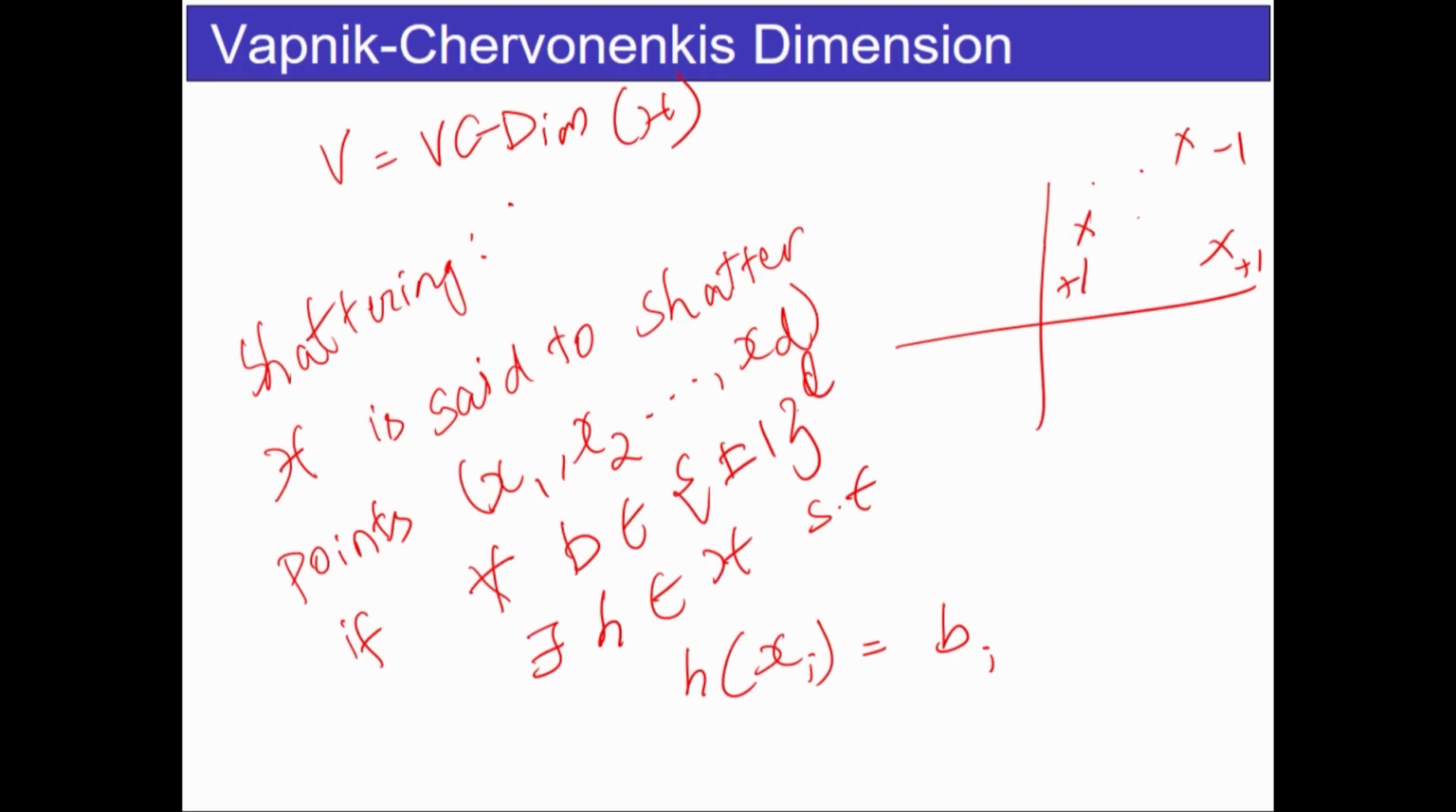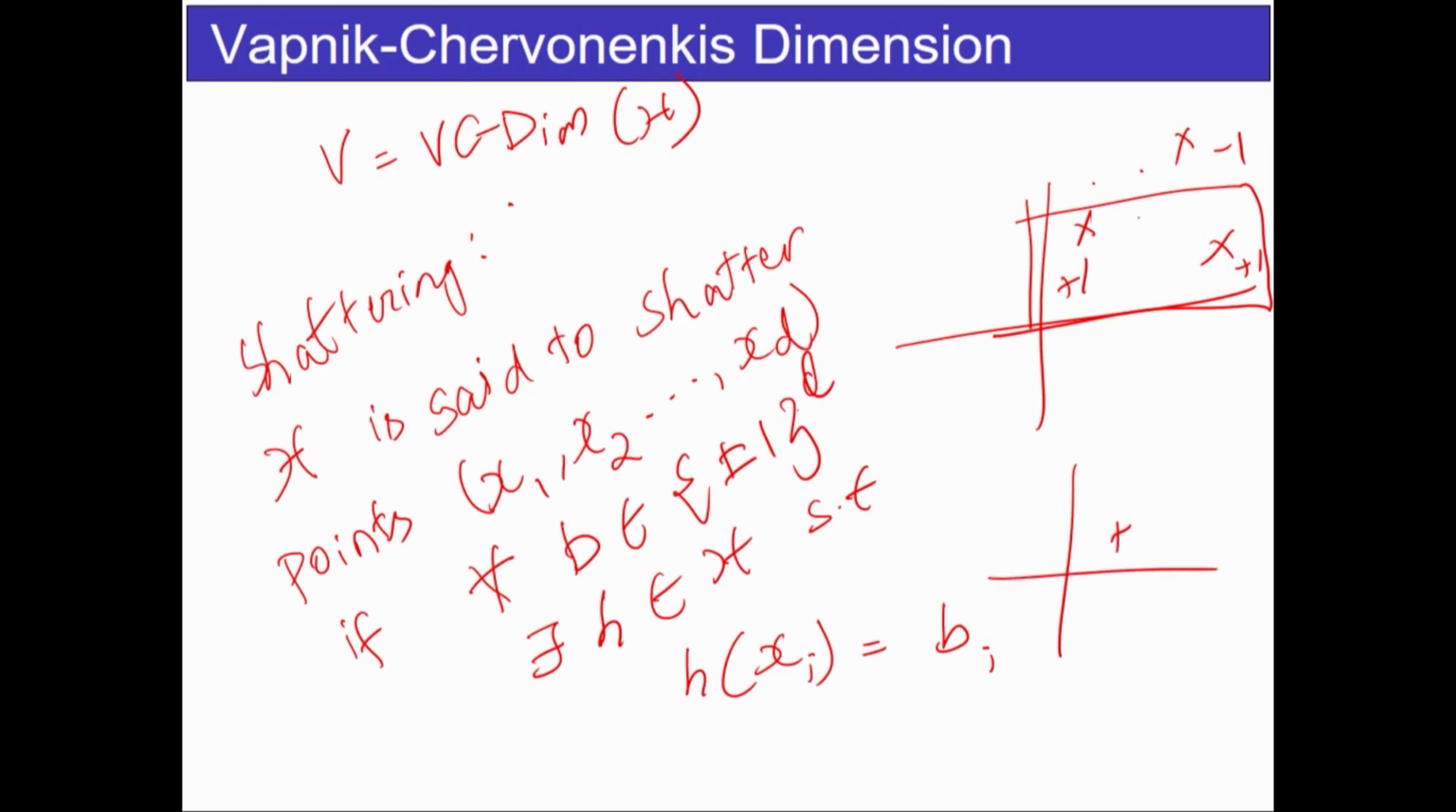So you choose a bit vector out of the 2 to the power d bit vectors, for example, plus 1, minus 1, plus 1, and I can get a classifier in this set which labels these points as plus 1 and this point as minus 1. This bit vector is possible to achieve by this rectangle. If I choose this rectangle, it will label this point and this point as plus 1 and that point as minus 1. So that means this particular bit assignment is achievable by my concept class.